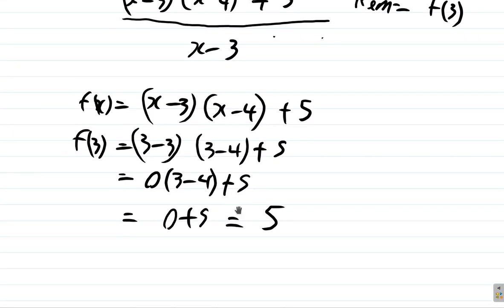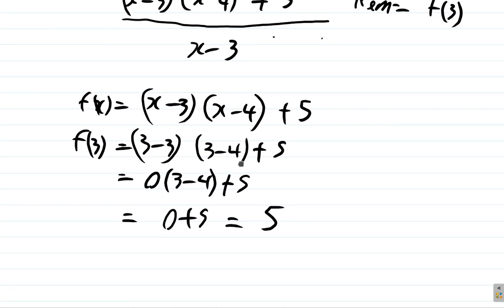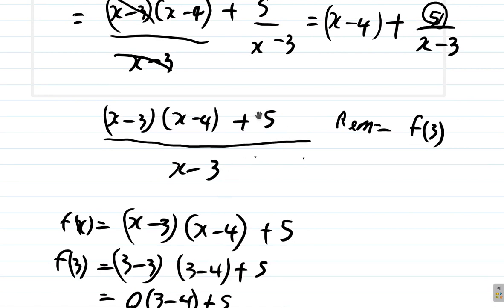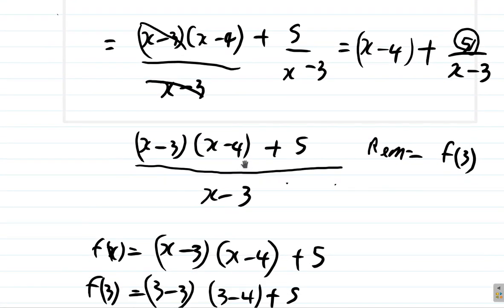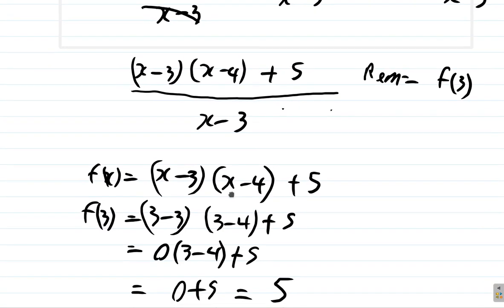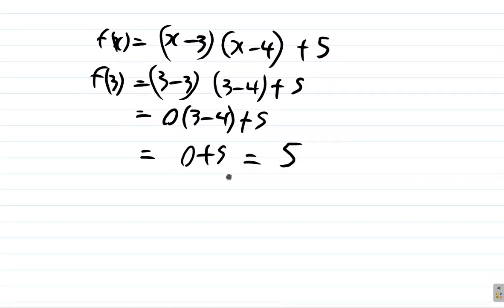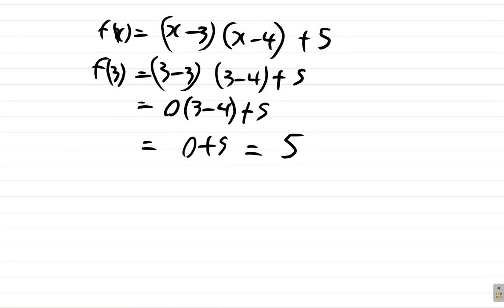Now, we did this division and we got 5. F of 3 is equal to 5. Remember, before we added the 5 to it, we got remainder 0. When we add 5 to it, we got remainder 5. Alright? So that's what happened here. Now, let us multiply out the x minus 3, x minus 4, and divide by x minus 3 and see what happens.